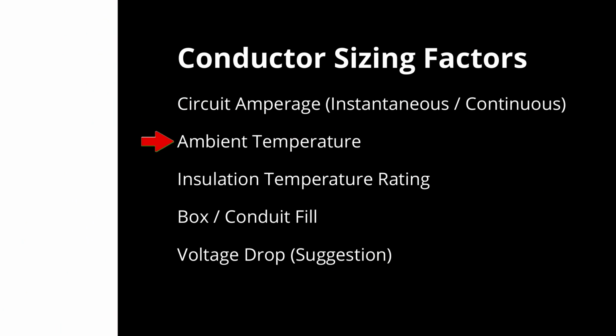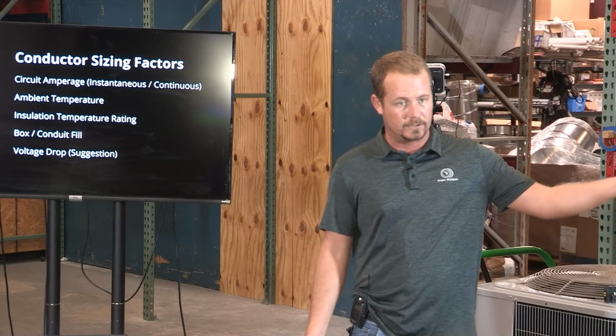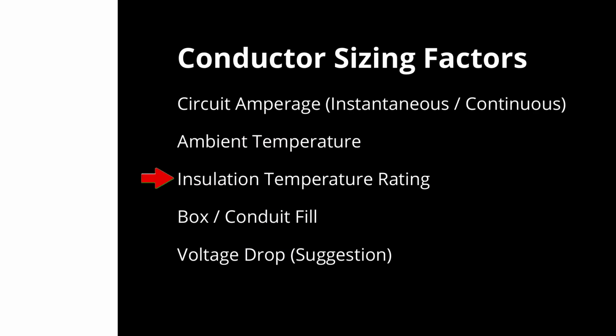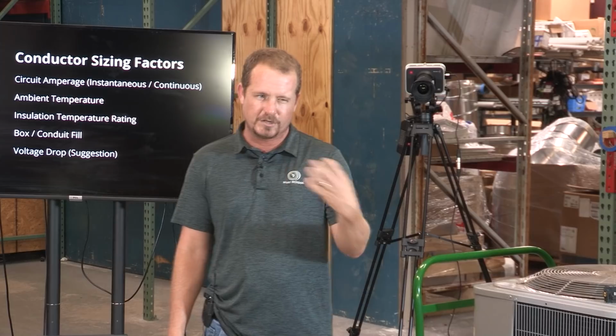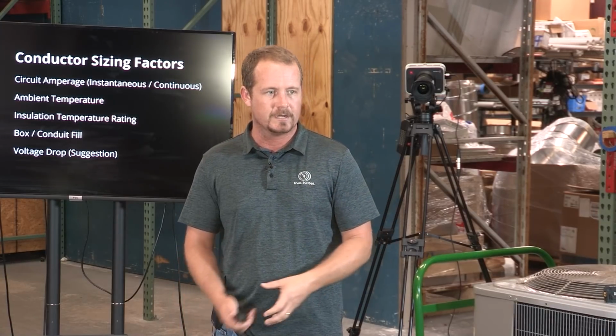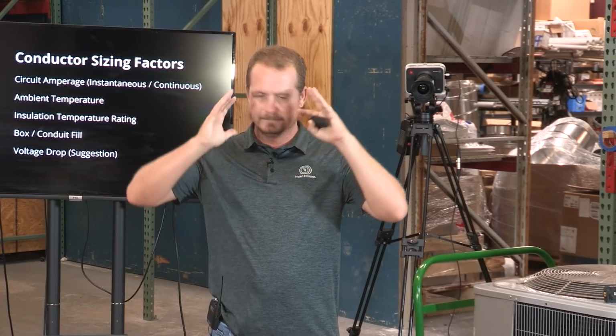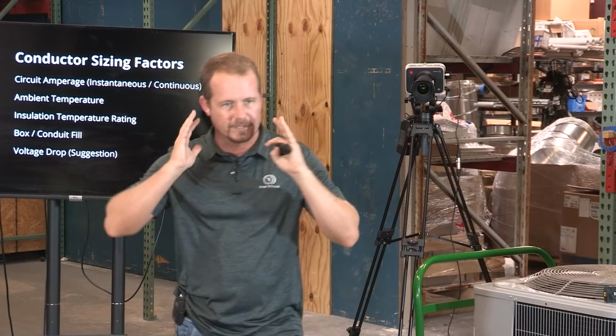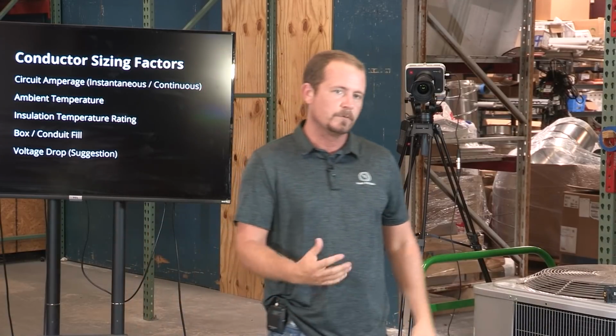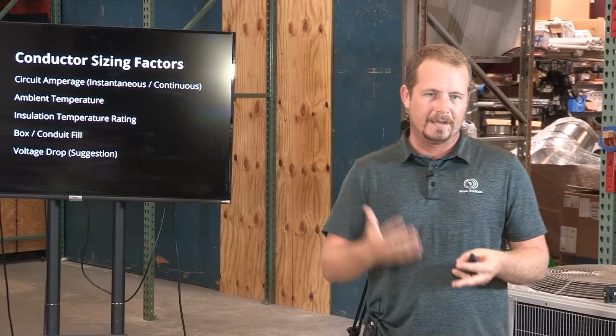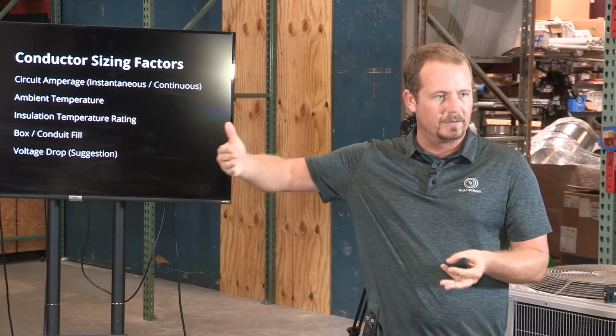You have to think about the ambient temperature. Is there an abnormal ambient temperature condition that this conductor, this wire, is running through? You have to think about the insulation temperature rating, which is one of the biggest things that we don't consider, and we'll look at that. You have to look at box or conduit fill. This is a very specific electrician thing, and it's a really big thing for electricians. If you have a box or some sort of raceway, something that you're running multiple conductors through, you have to think about how many are in there, right? Because that heat that builds up in there is cumulative.